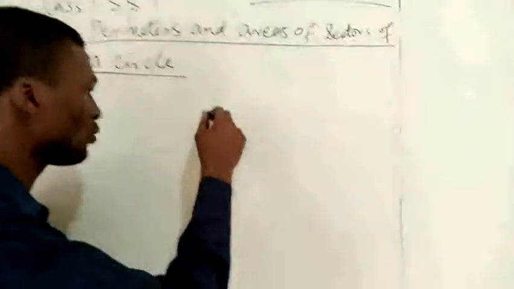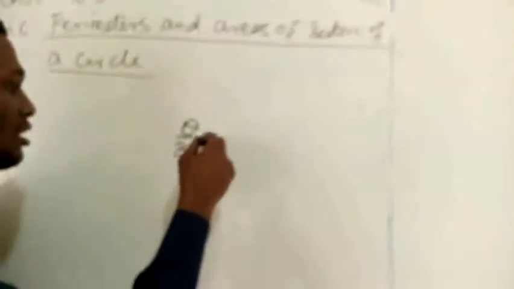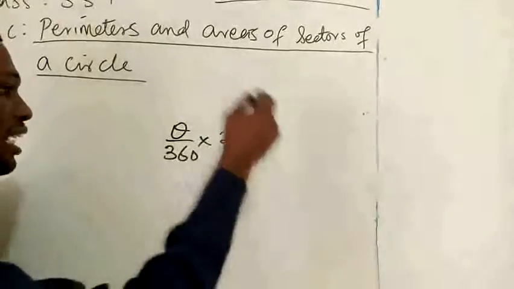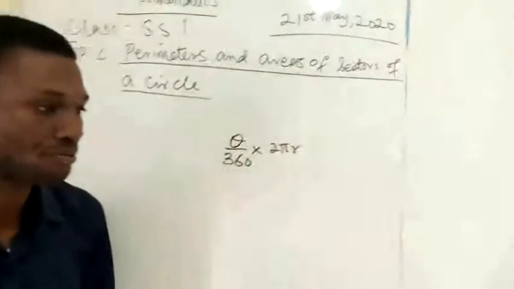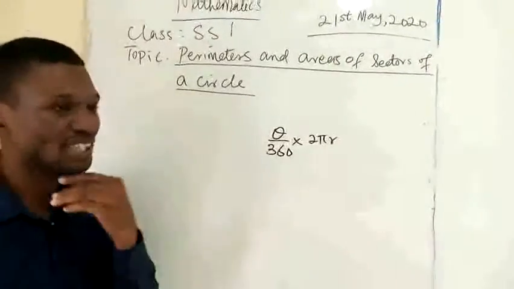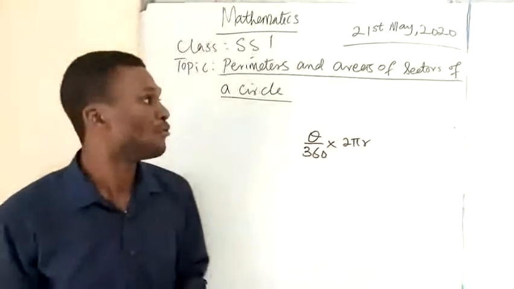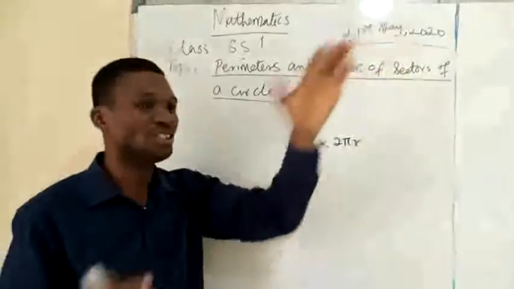Length of an arc of a circle, we say theta over 360 times 2 pi r. The formula for the length of an arc of a circle. Today we're looking at perimeters and areas of sectors of a circle. But before we go into that, we first look at what a sector is.